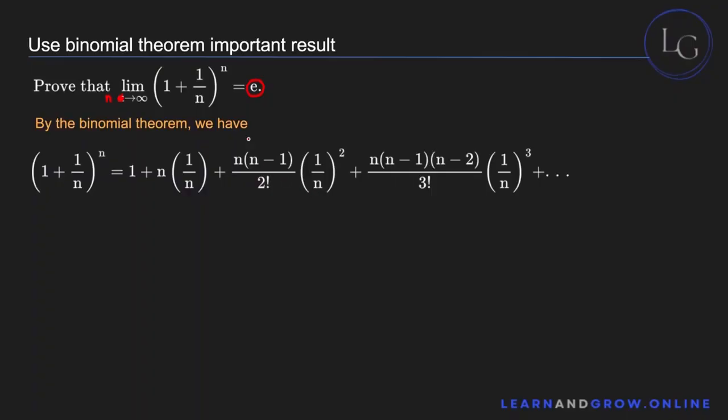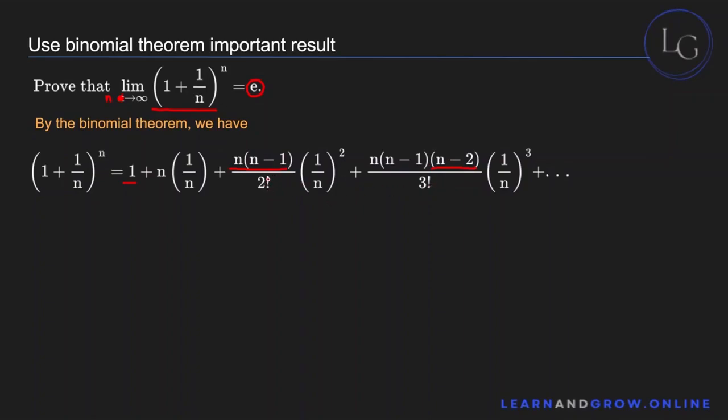So first we'll apply the binomial theorem on this 1 plus 1 by n to the power n. When you apply the binomial theorem, you get 1 plus n into 1 by n plus n into n minus 1 by 2 factorial into 1 by n to the power 2, and so forth. You basically just keep on multiplying the numerator with n minus 2 in the third term, n minus 3 in the fourth term, n minus 4 in the fifth term, and so forth. And in the denominator, you basically just take factorials of numbers consecutively.